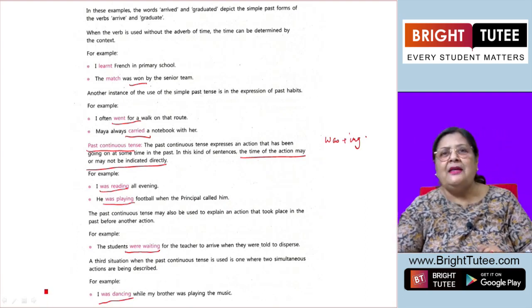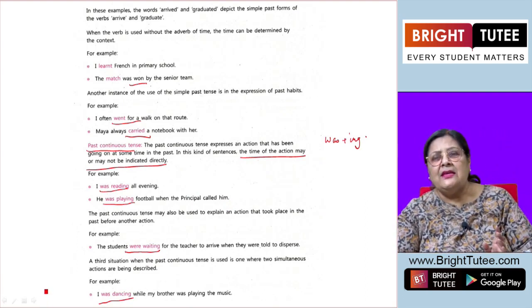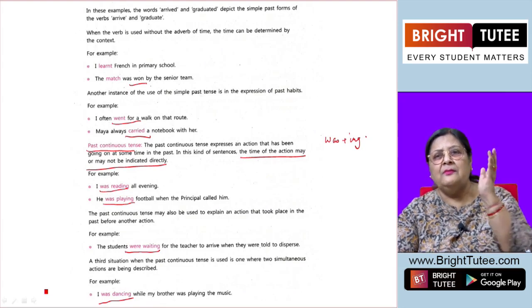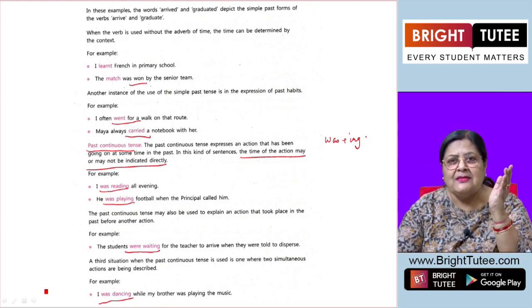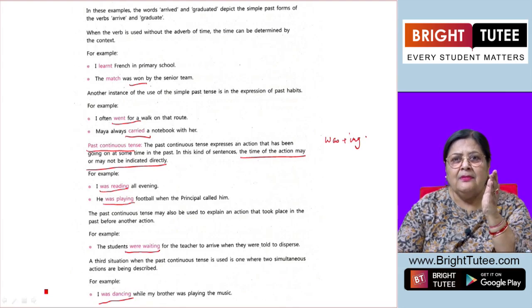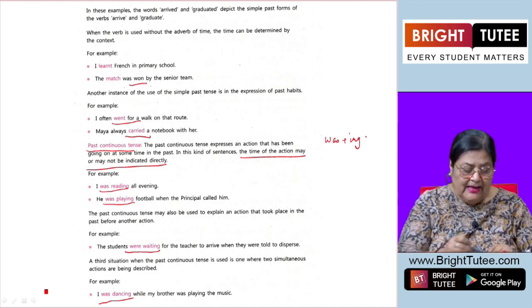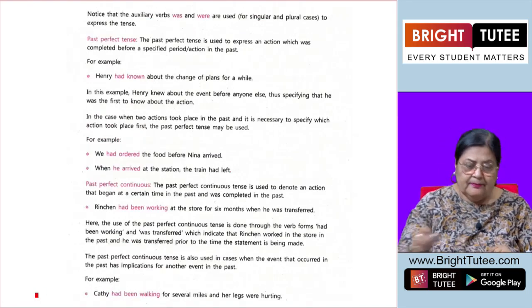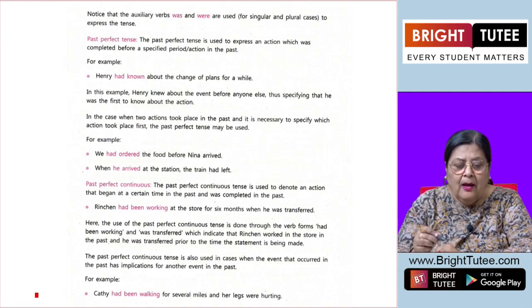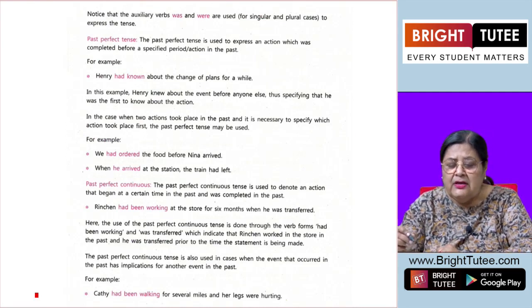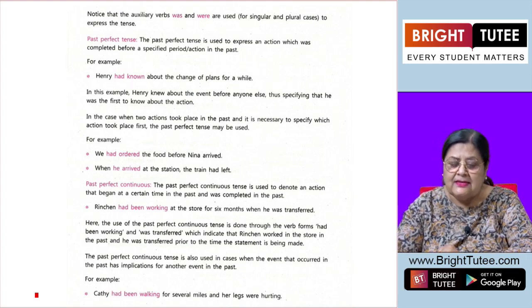So, as simple as anything, for past continuous tense you put was with the past tense, then the verb, like I was studying, add ing to it. Okay. So, next comes past. Notice the auxiliary verbs was and were are used for singular and plural cases.